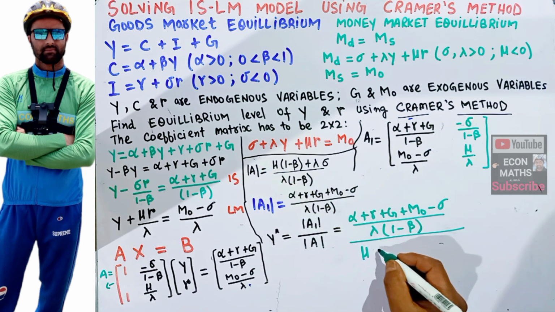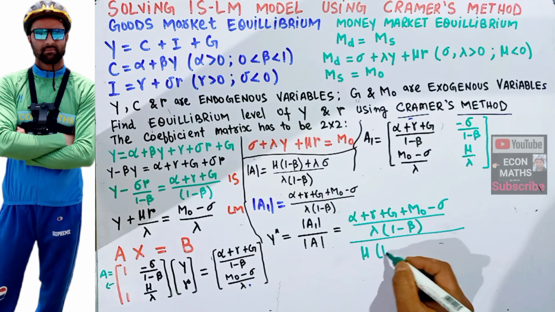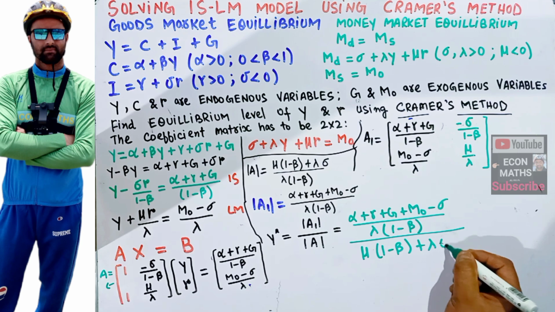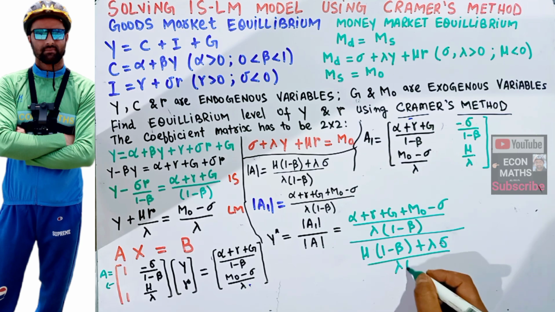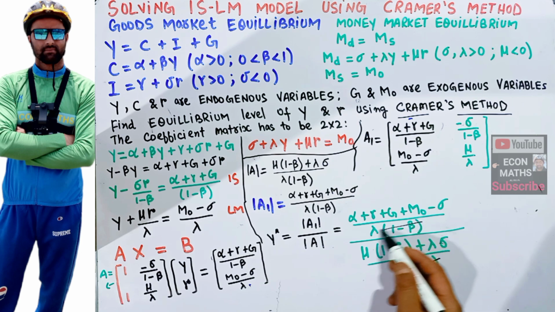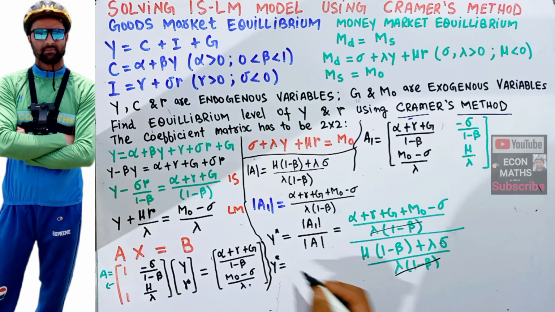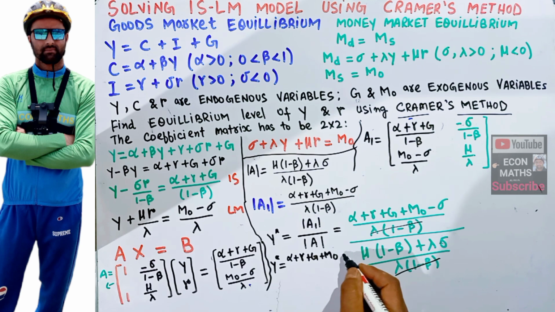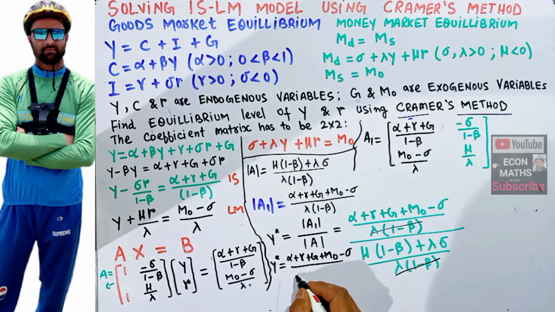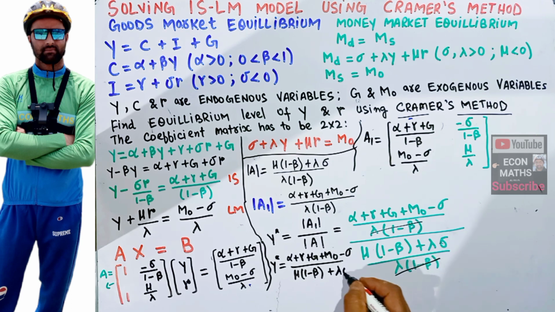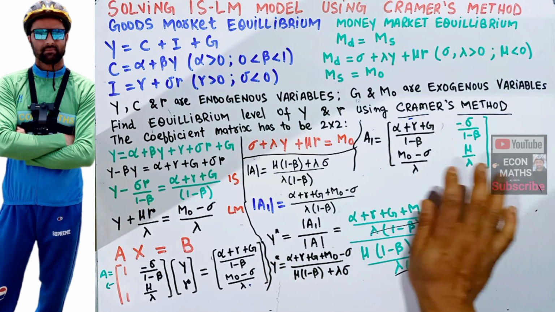We have mu, then we have 1 minus beta plus lambda times delta divided by lambda times 1 minus beta. Here you can see this term and this term will get cancelled. That means our equilibrium level of income, y naught, y star, will be equal to what we are left with: alpha plus gamma plus g plus m naught minus rho divided by mu times 1 minus beta plus lambda times delta. So this is our equilibrium level of income.